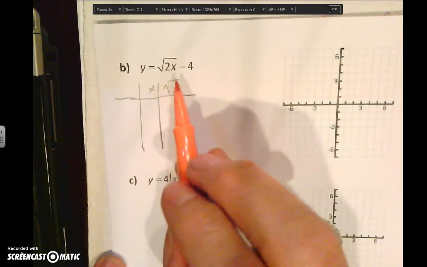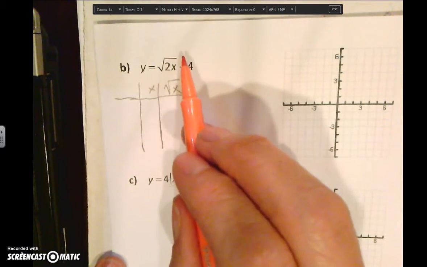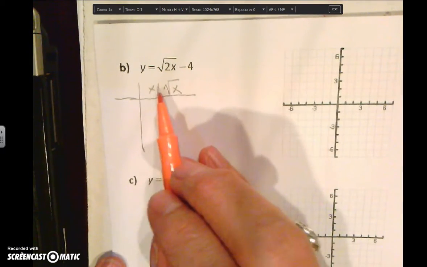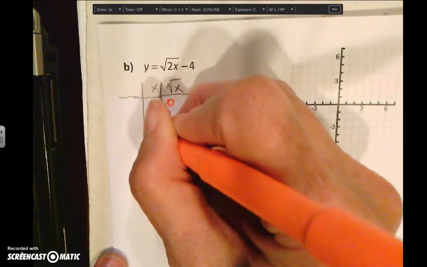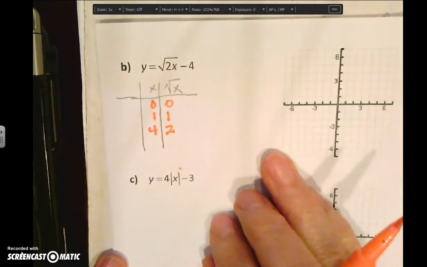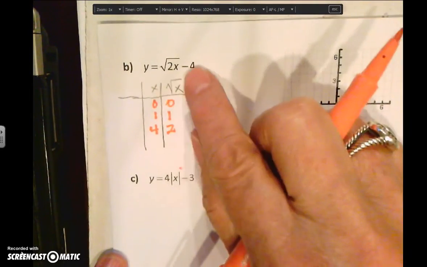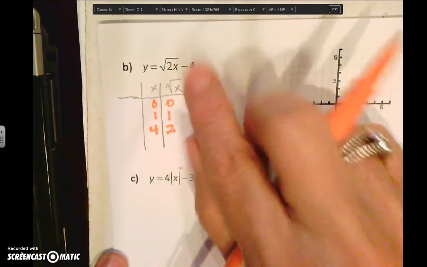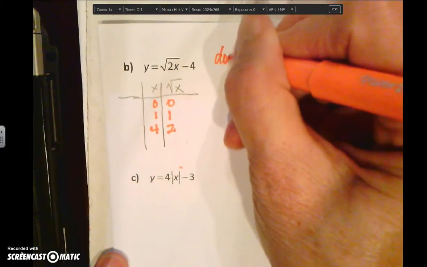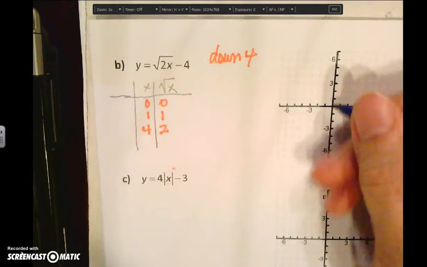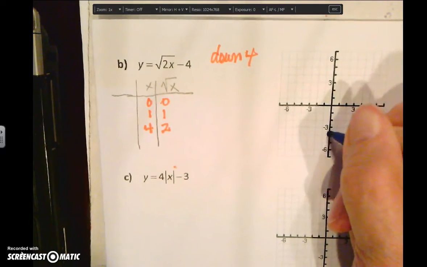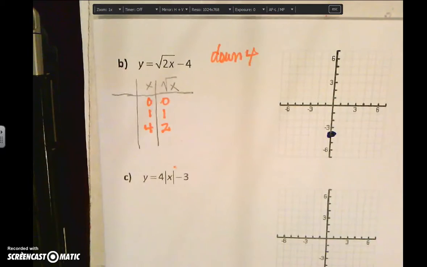All right, so let's move to B. So this time I have the square root of 2x, minus 4. So my parent's going to be the square root of x. We have 0, 0, 1, 1, and 4, 2. It's going to move down 4. So we're going to go down 4, and we're going to put our point here. So everything's going to move down 4. So there's my new beginning place right there.